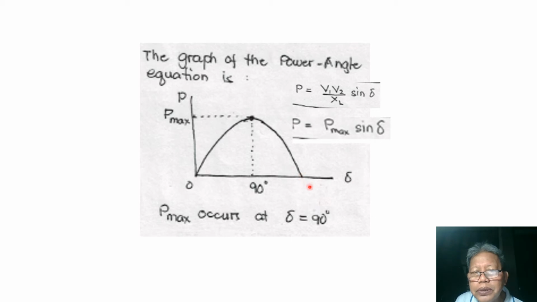Now, it does not continue to the negative side, or the second half cycle of the sine function, because we do not have negative power. So it only stops at 180 degrees, which represents half of the sine wave. We have here the maximum power that occurs at 90 degrees, when delta is equal to 90 degrees. Then at other values of delta, the value of P is less than the maximum.